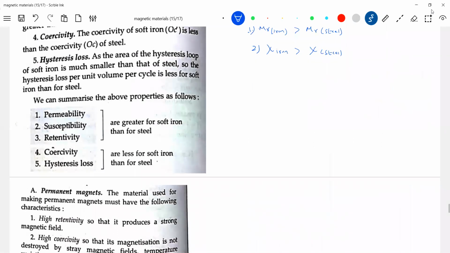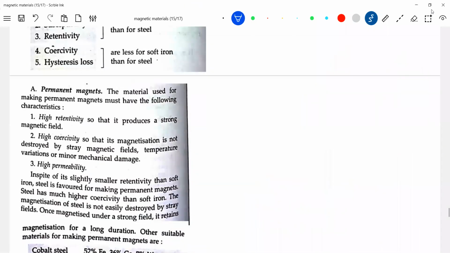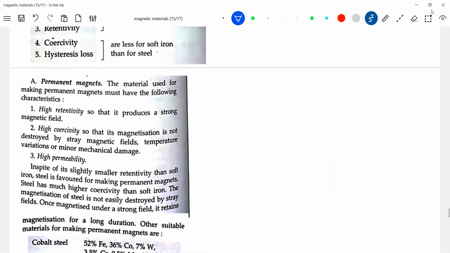Okay, now let's come to the first application, permanent magnets. What is the basic feature of permanent magnets?